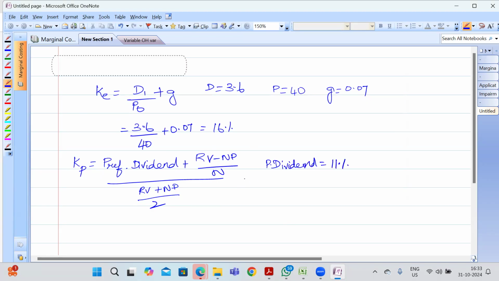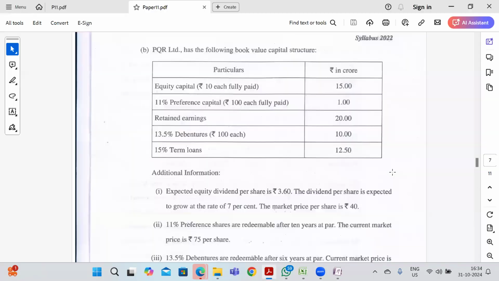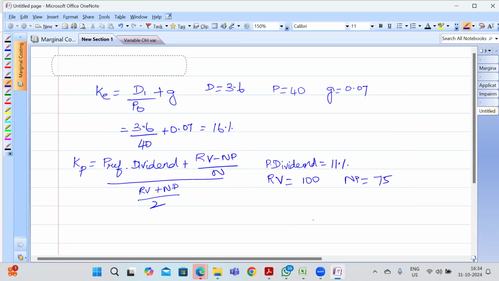My RV, that is redeemable value. So I'm going to redeem at 100 rupees only, that is at par only. So NP, that is market price or net proceeds, whatever, 75 rupees. So everything is mentioned in the question, 75 rupees. So this is redeemable after 10 years. So N is equal to 10 years.